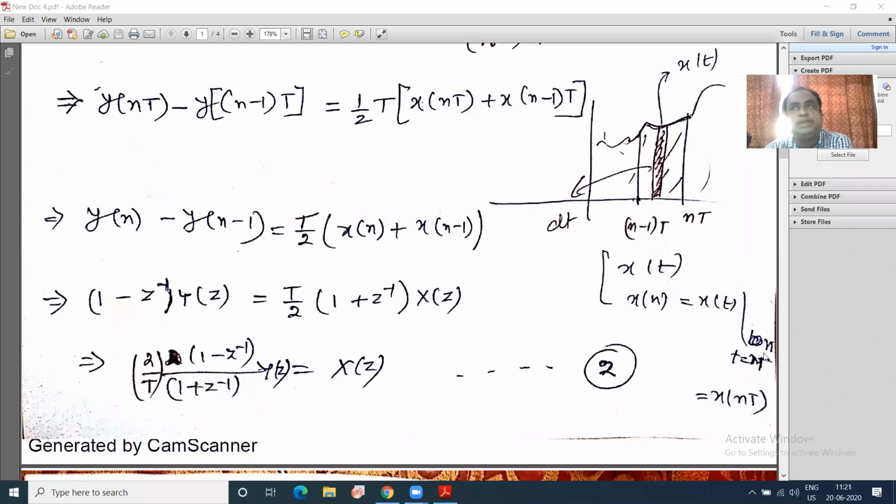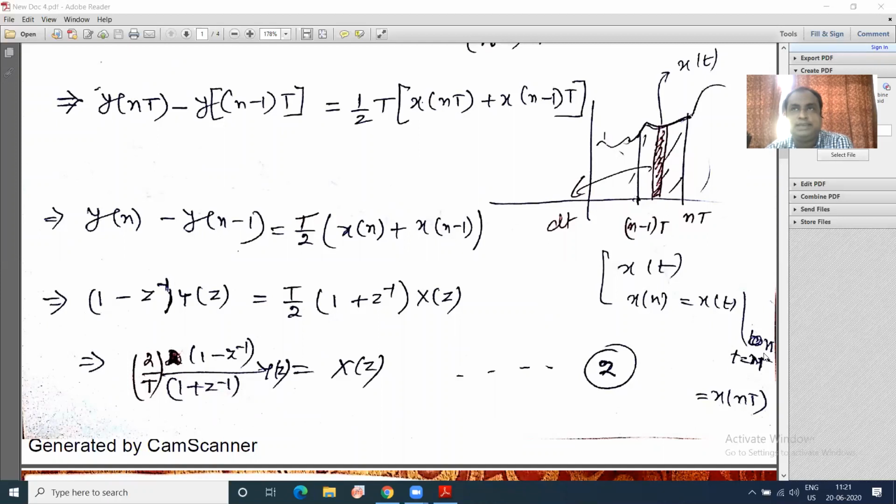N into t has to be an integer number. Suppose n equal to 10, then t equal to 0.1, then n into t is 1. Therefore, this is valid. Sampling interval t is not necessarily 1 always. It could be 0.1, 0.2, 0.3, anything. The only thing is that n times t has to be an integer for a discrete or digital signal.